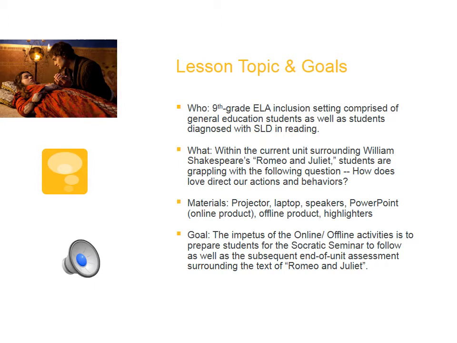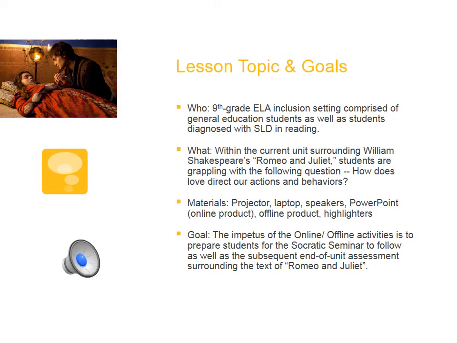Okay, lesson topic and goals. For my AT lesson, I decided to base it on the students that I normally service within my job, which are ninth grade students. So this lesson is a ninth grade ELA lesson being rolled out in an inclusion setting. That inclusion setting is comprised of general education students as well as students diagnosed with specific learning disability within the area of reading. The present unit that the kids are grappling with is Shakespeare's Romeo and Juliet. And the essential question is, how does love direct our actions and behaviors?